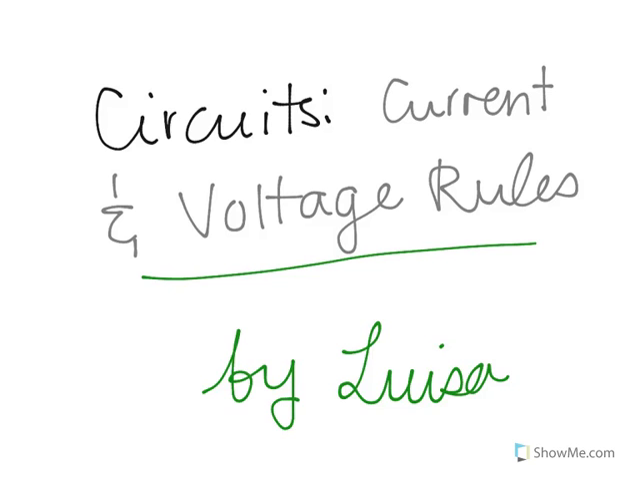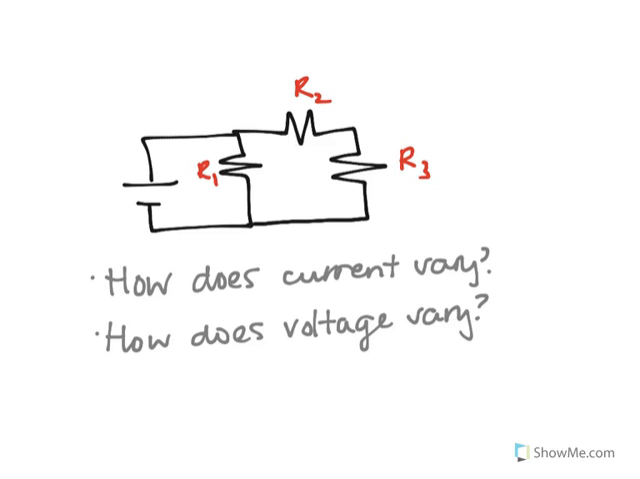Hi everyone, my name is Louisa, and today I'm going to be talking a little bit more about circuits and especially how we can find current and voltage for different loops of a complicated circuit. So here I've drawn a pretty simple circuit that has two loops in parallel right here, and it's a very useful circuit for demonstrating things because it also has these two resistors in parallel.